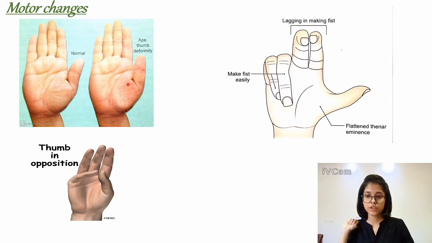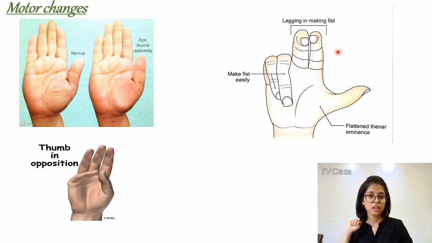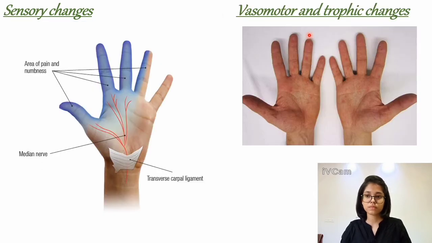Talking of the motor changes, firstly there is ape or monkey-like thumb deformity due to wasting of thenar eminence. Then there is loss of the opposition of thumb. So this movement of bringing the thumb close to the little finger is known as opposition of thumb, which is lost in this syndrome. Lastly, lagging behind of the index and the middle finger while making the fist. This is due to the paralysis of first and second lumbricals.